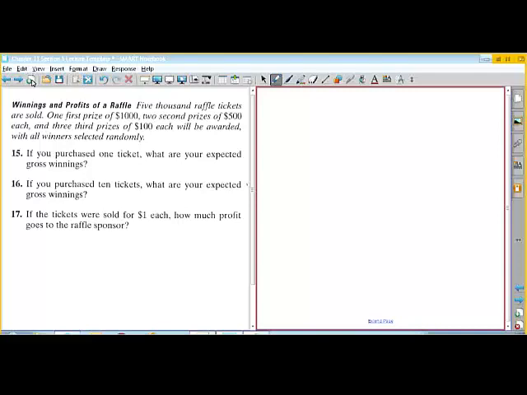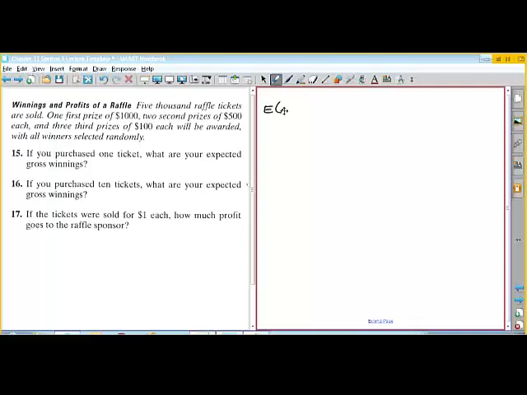So to calculate gross winnings, we don't have to subtract the cost of the tickets. All we have to do is take the probability of each prize multiplied by the value of each prize and add them together. So we're going to have 3 terms. One term associated with $1,000. A term associated with $500. It's two out of the 5,000 that are going to get $500. And the third case is 3 people who win $100.